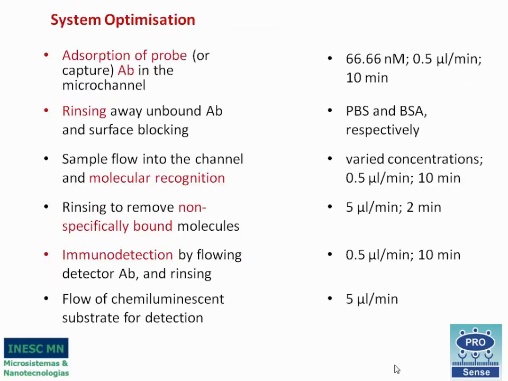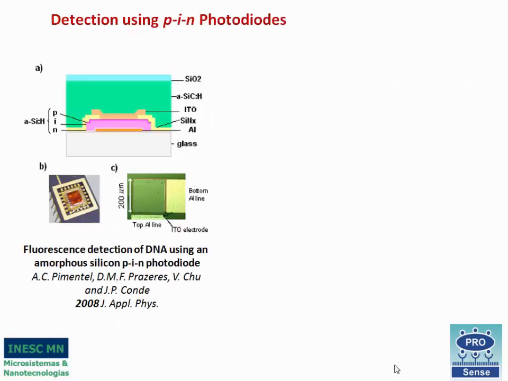Our usual borderline lies between 0.5 microliter per minute for solutions under analysis, and 5 microliter per minute with a stringent wash to remove non-specific binding under strict conditions.